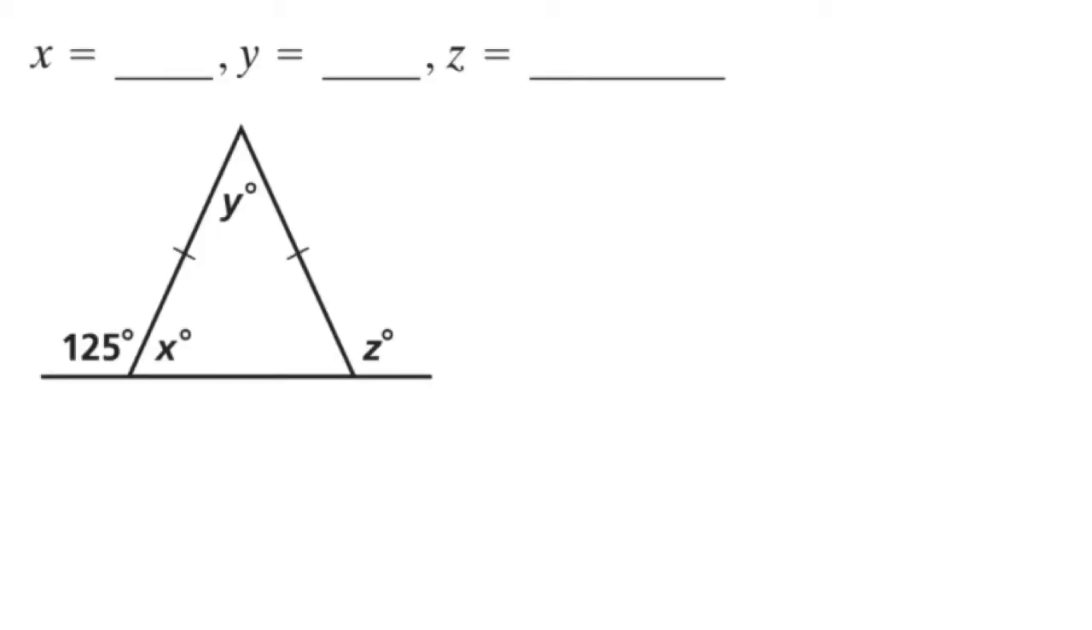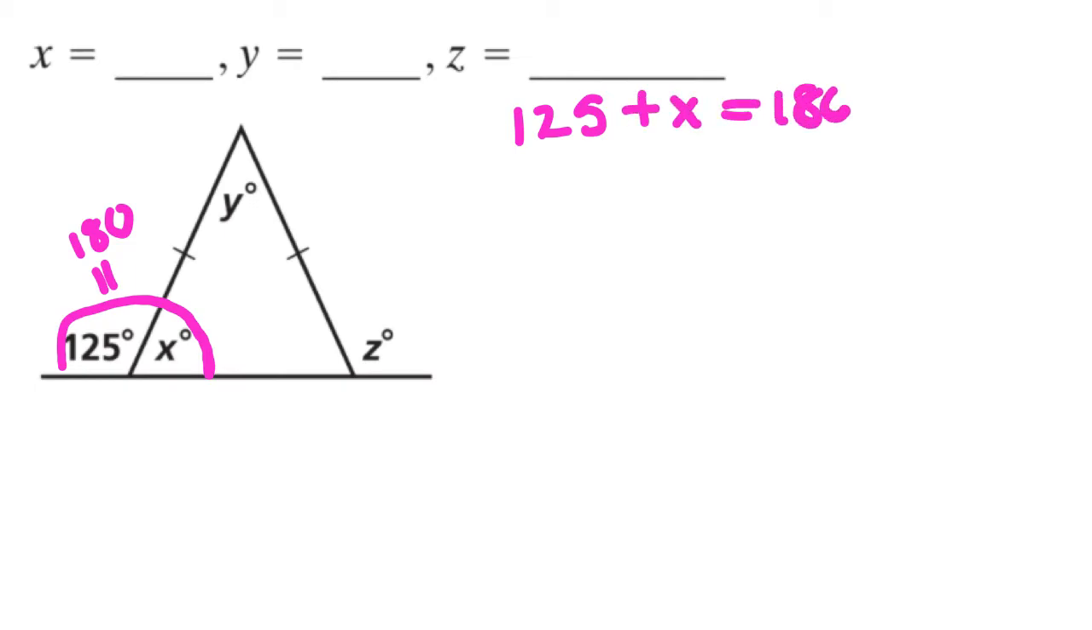In the next example, we have to solve for x, y, and z. So first, if I look at this angle right here, I have that this 125 and the x form a line, so they should add to equal 180. So you could say 125 plus x should equal 180, and when you subtract that from both sides, you get that 180 minus 125 gives you a value of 55. So I can say that x is 55, and that's what this angle measure is.